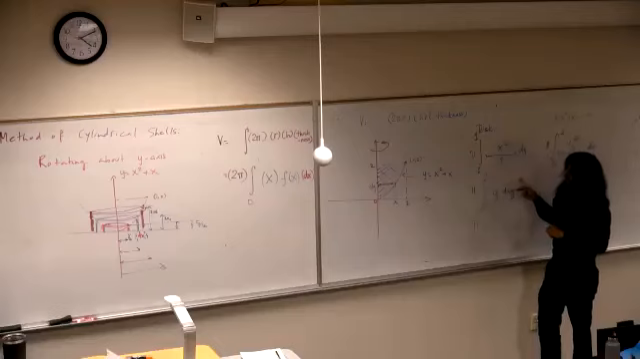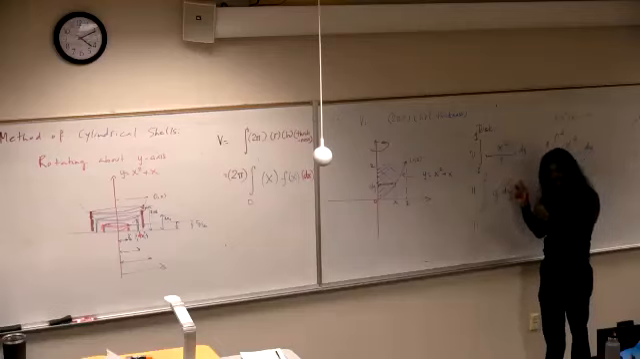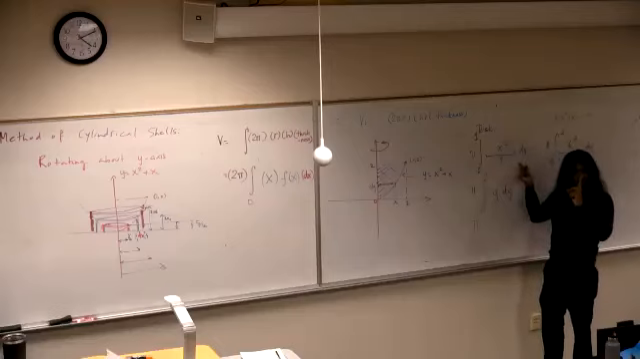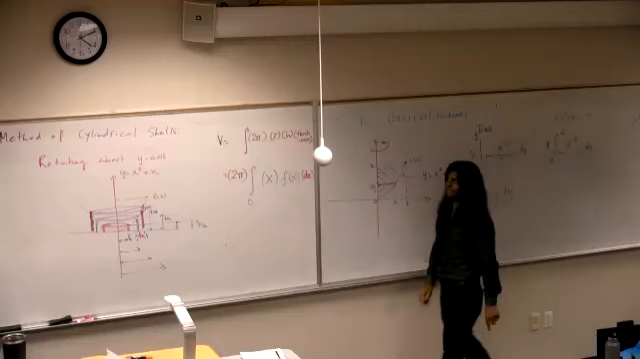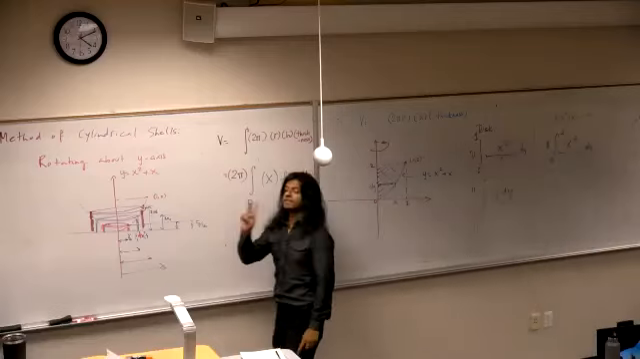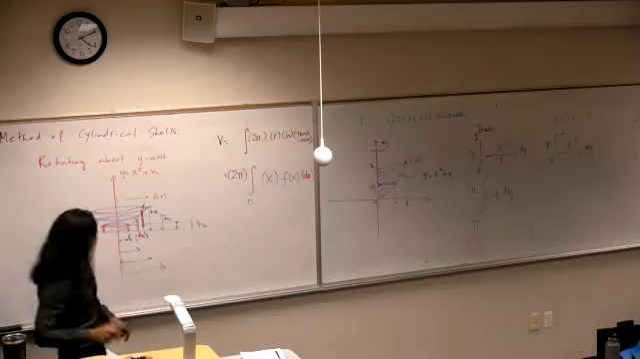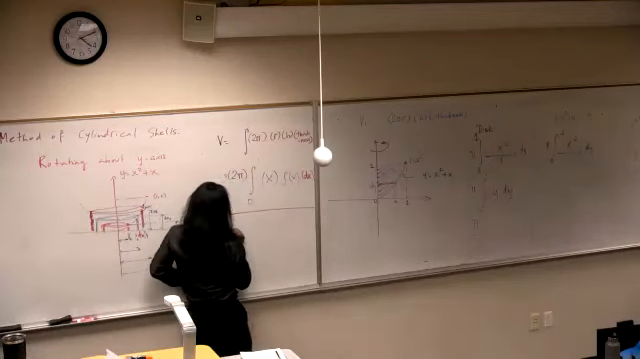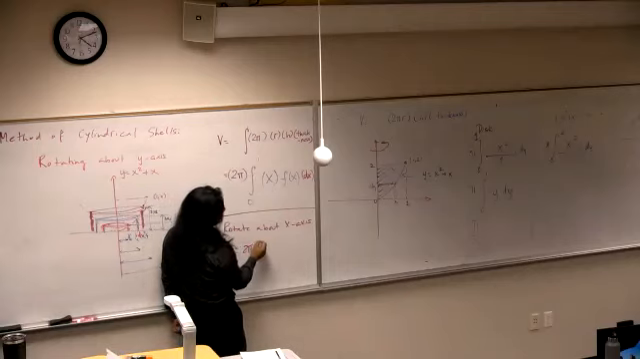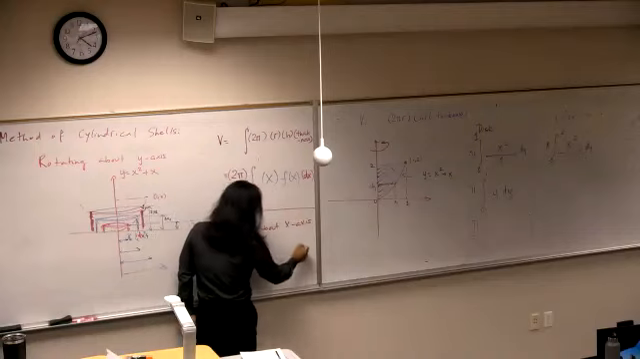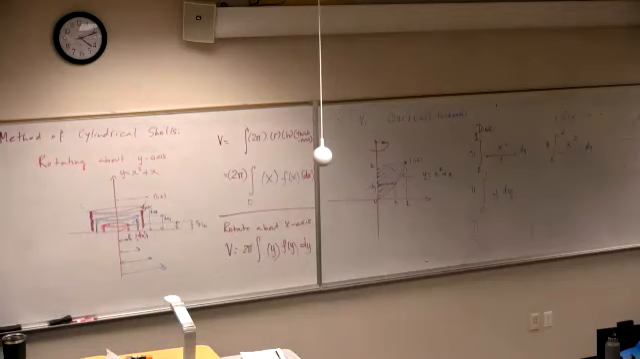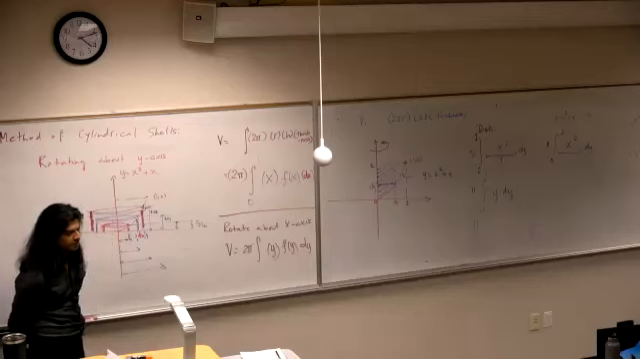Revolve about the x-axis, revolve about the y-axis, or any line parallel to the y-axis, the integral is in terms of y, correct? But method of cylindrical shells is the opposite. If you spin it about the y-axis or a line parallel to the y-axis, the integral will be in terms of x. If you spin it about the x-axis or any line parallel to the x-axis, the integral will be in terms of dy. Nothing else will change. You will have y, f of y, dy. Good? See the difference between the two?